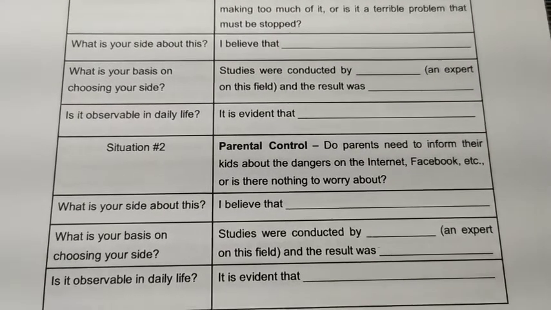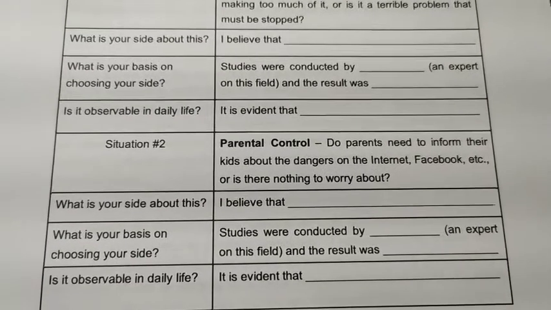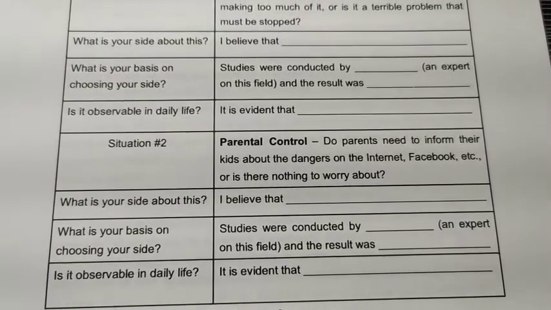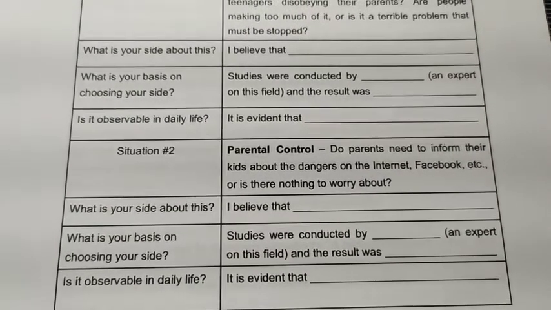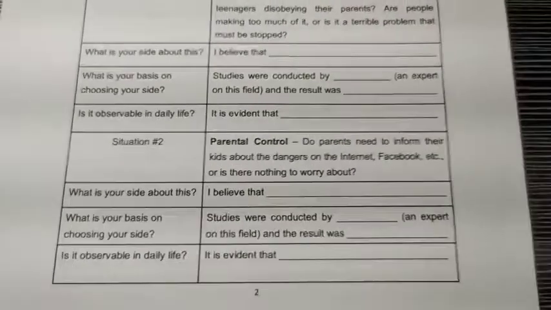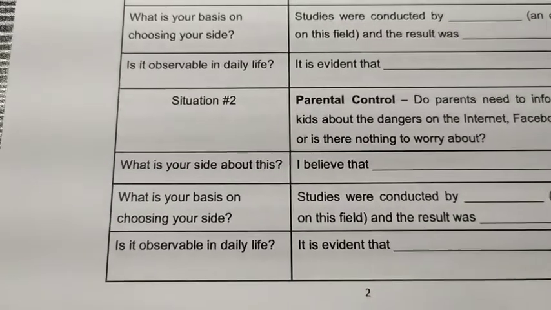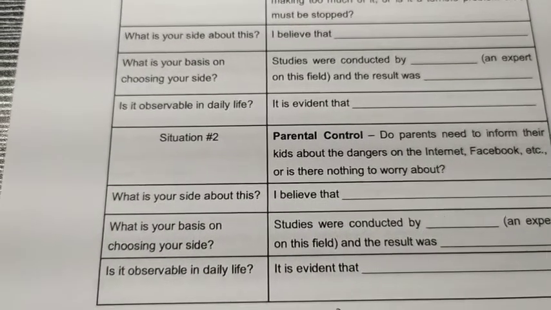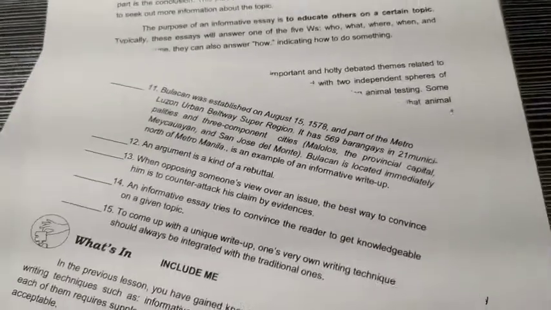So situation number 2, parental control. Do parents need to inform their kids about the dangers on the internet, Facebook, etc., or is there nothing to worry about? So it's very obvious how powerful and how immense the contribution and effect the internet and other applications have on the students or the youth like you. You will also write your side, then your basis, then whether it is observable in daily life, meaning each day can you see it or observe it at home, through your neighbor, through social media, as long as you are seeing it every day. It is also included in the activity.